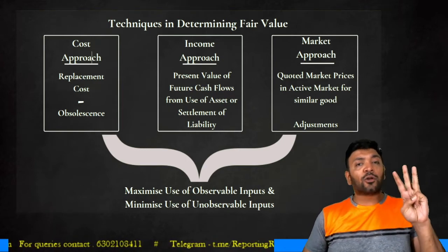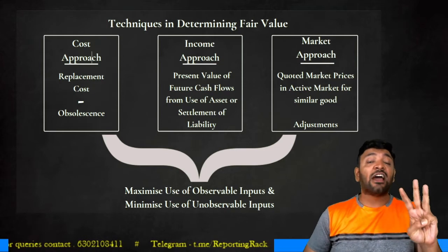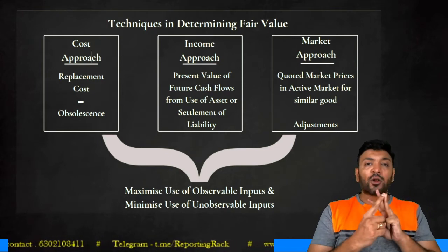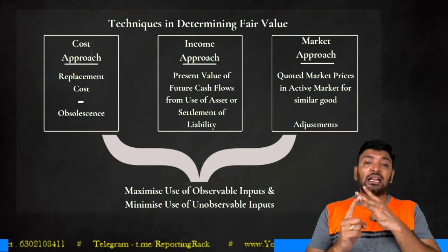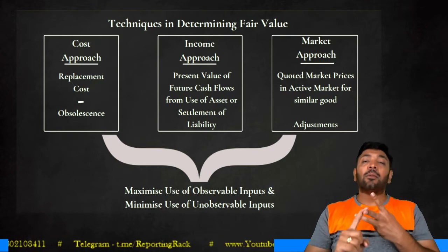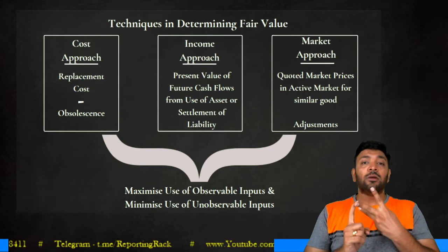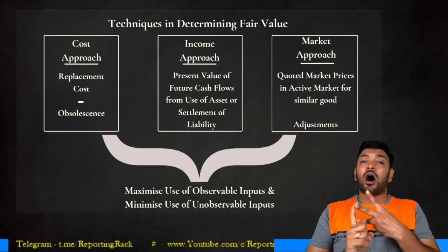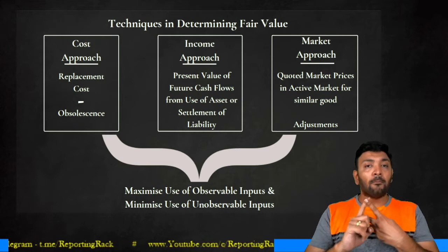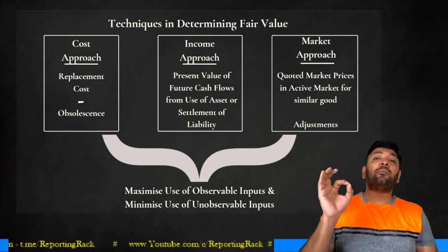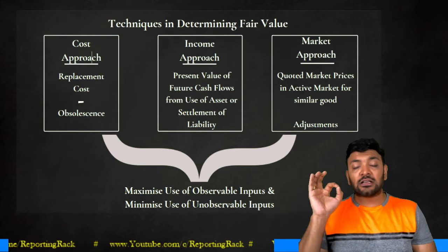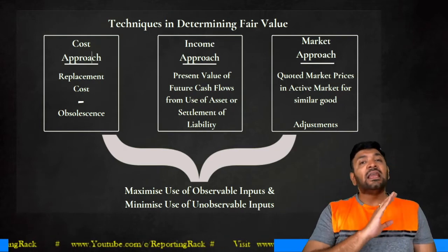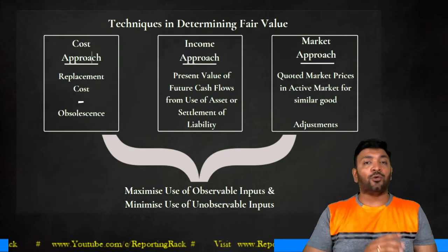These are the three approaches by which you can determine the fair value of any asset or liability. Number one, cost approach: replacement cost minus obsolescence. Number two, income approach: present value of future cash flows arising from use of the asset or settlement of a liability. Number three, market approach: the quoted market price in an active market for a similar good, adjusted for some changes. Either way, I can determine fair value.